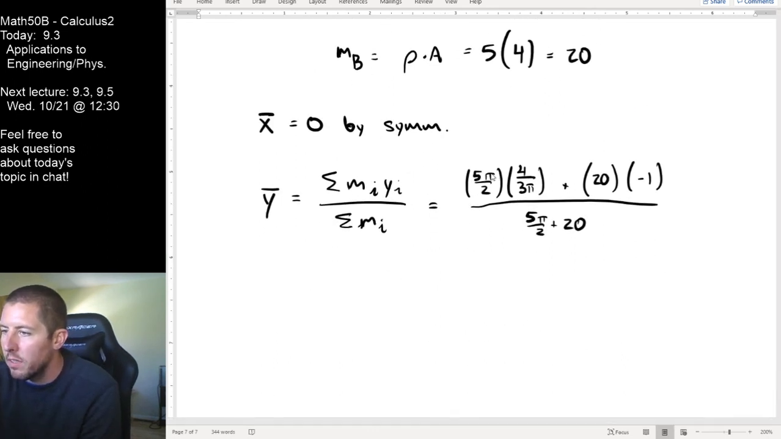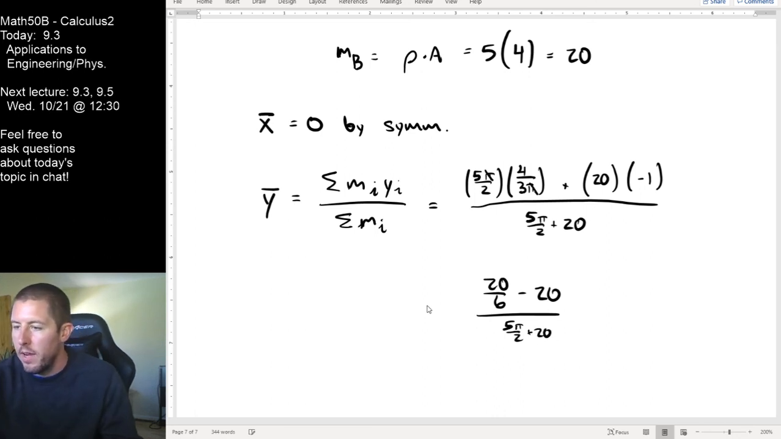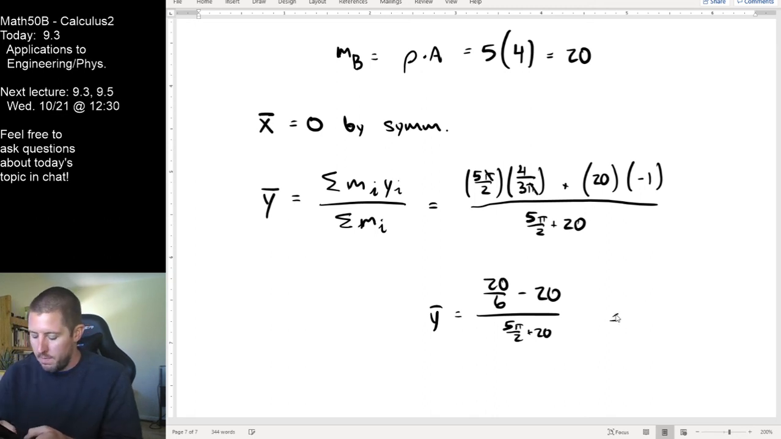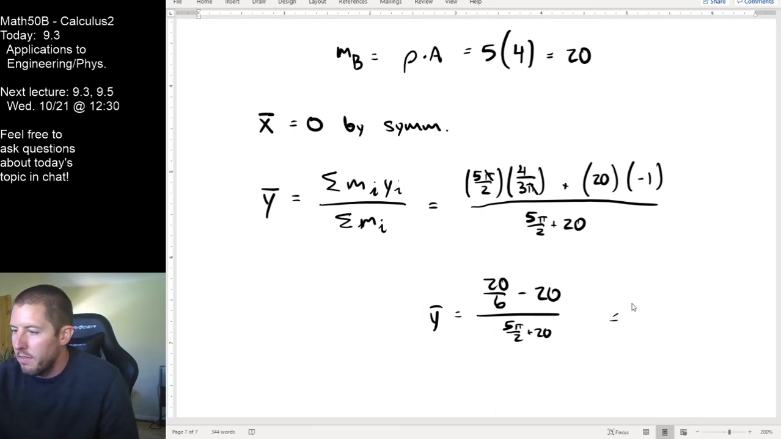I'm at least noticing there's a little bit of convenience right there. So it does look like we're getting 26 minus 20 over 5 pi halves plus 20. I don't want to simplify that at all right there, but let's go ahead and get what our y bar center of mass location is going to be here. I've got 26 minus 20. It's going to give me -16.67.